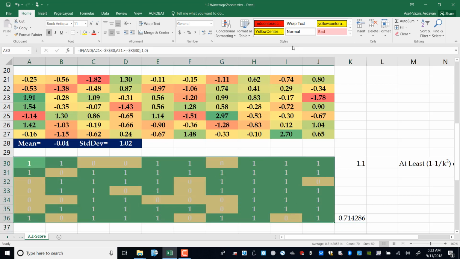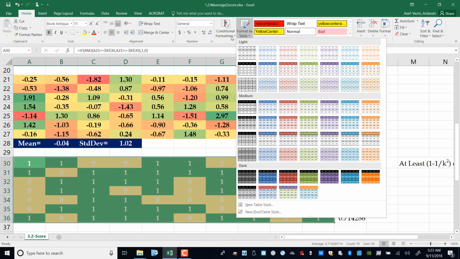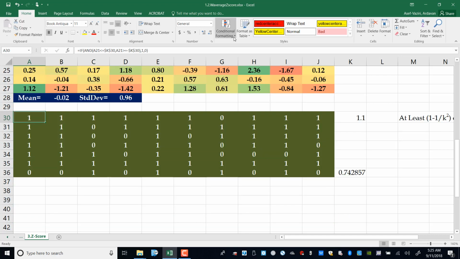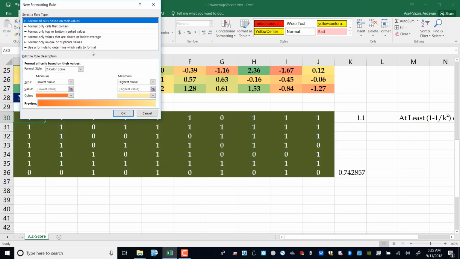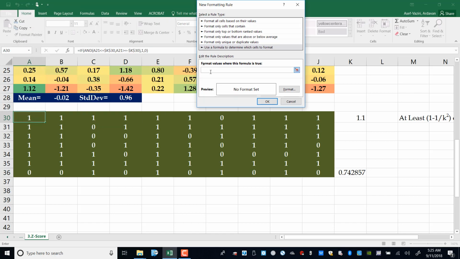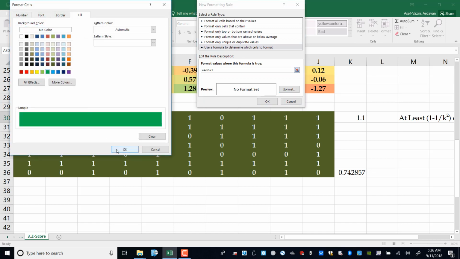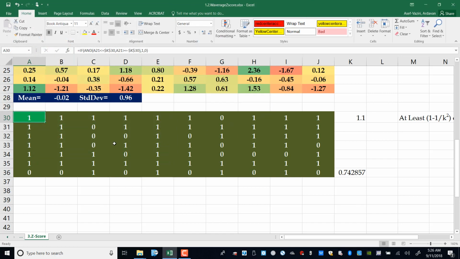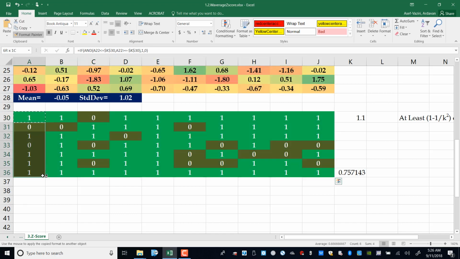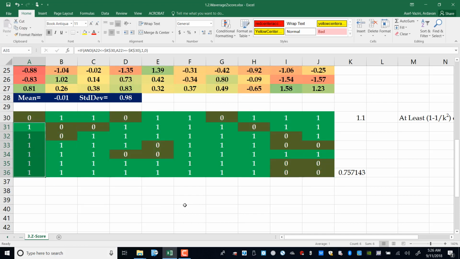How I painted this one, I will go over there again to conditional formatting. Clear the rule. Conditional formatting. New rule. Use formula. If this number, and then I remove those absolute values because I'm going to format paint it. If that number is equal to 1, then format it green. Okay, okay, and it's green. Now I go and format paint it and apply to all. So now if it is 1, it is green.